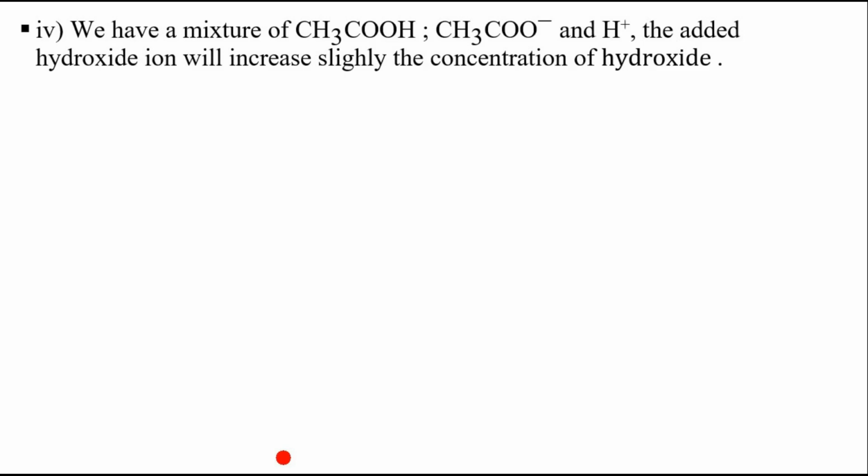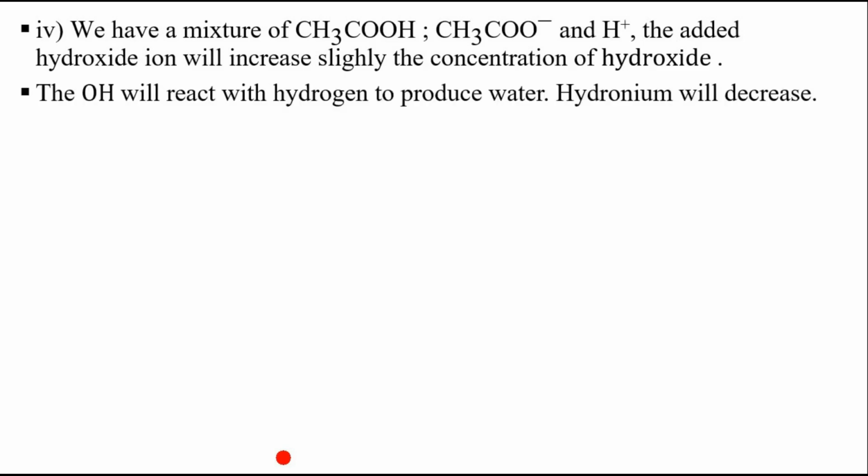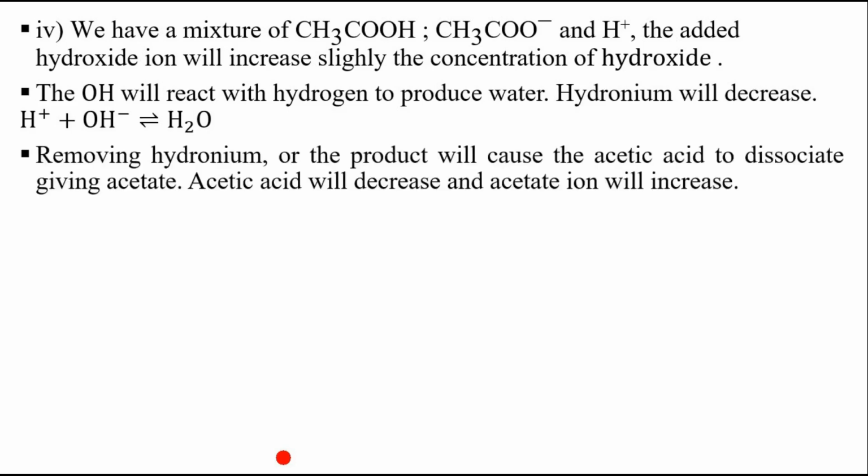The next question is asking about adding hydroxide ion to the mixture. That means the hydroxide will react with H plus to produce water. So in this case, we are removing the hydronium, which means we are removing the product. If you remove the product, the reactant will react to give more product.